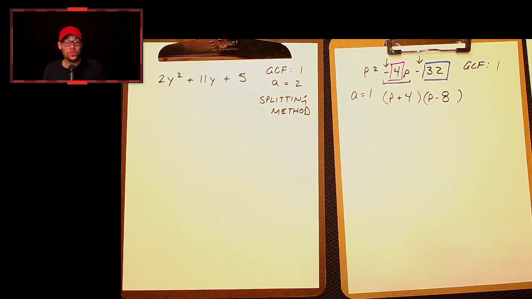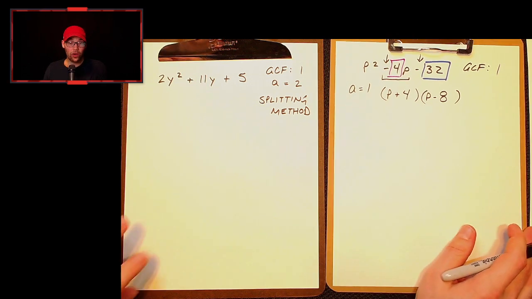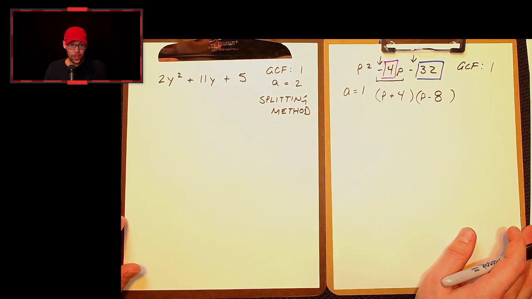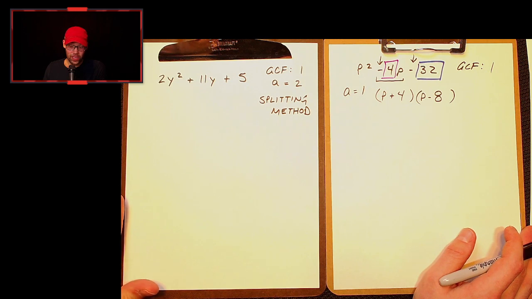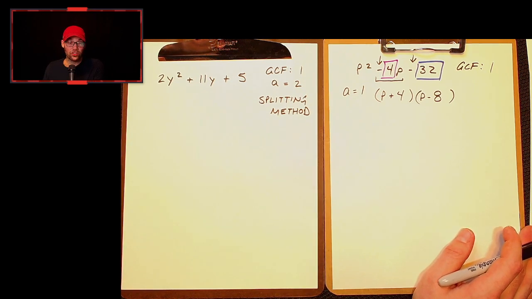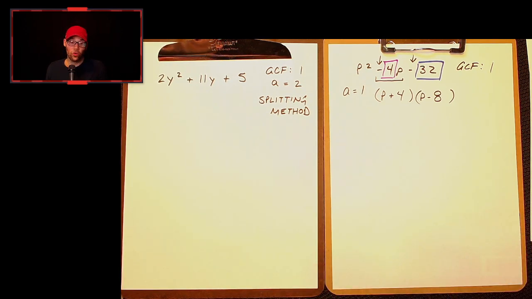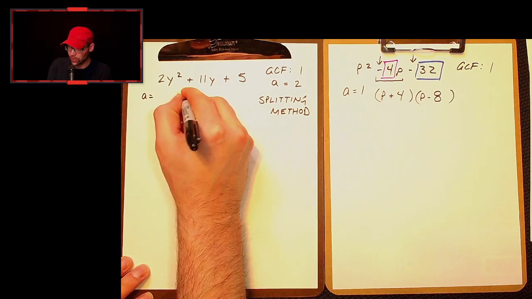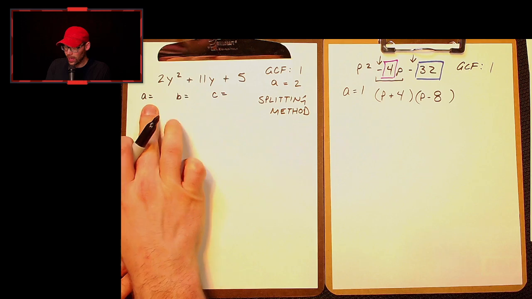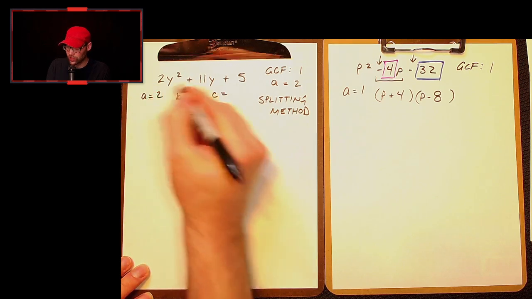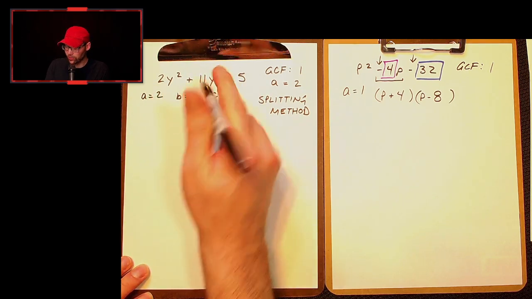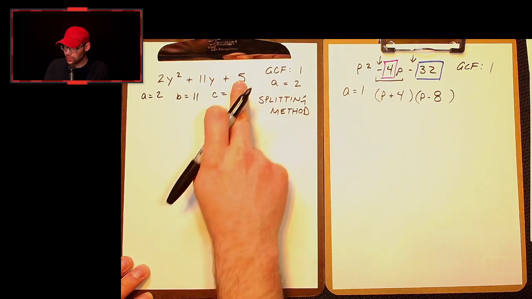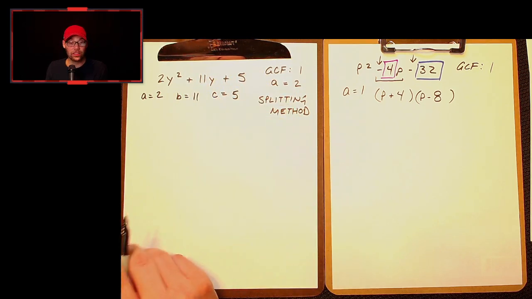So I'm going to use the AC table again to show you how to use the splitting method. And again, it's the longest possible way. You are not required to use this. This is just recommended for students that do not know how to factor. So what we're going to do is identify our A, our B, and our C again. A is the coefficient out in front of y squared, which is 2. B is the coefficient and its sign out in front of y, which is 11. And then C is the final constant on the end, which is a positive 5.